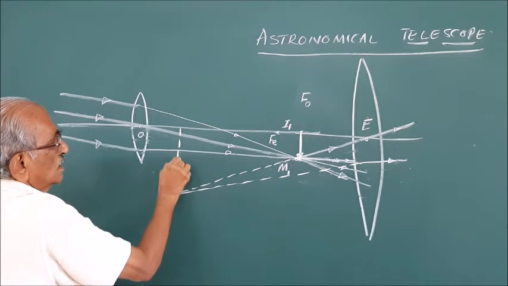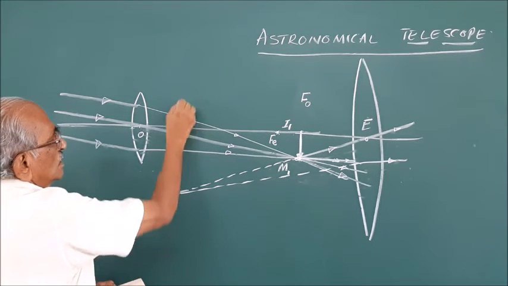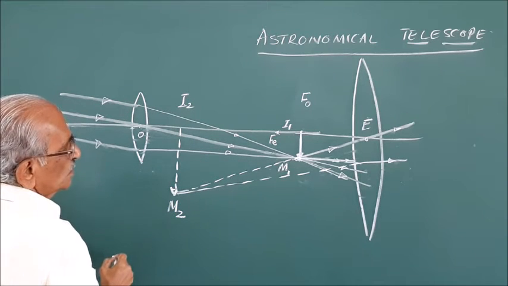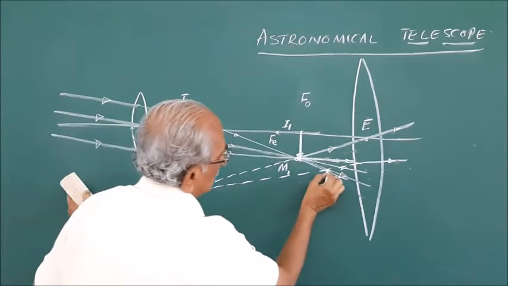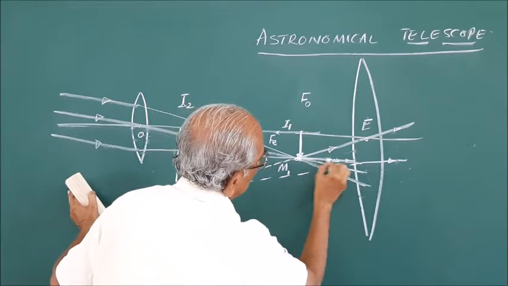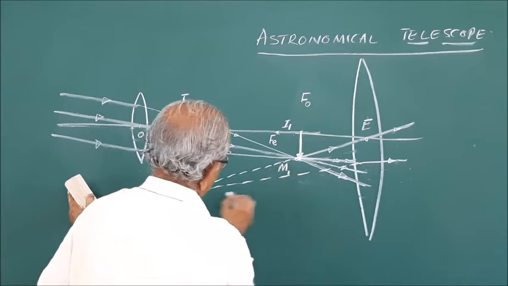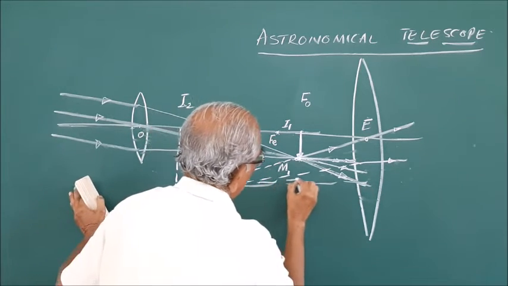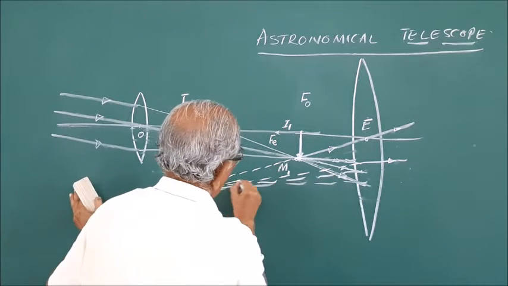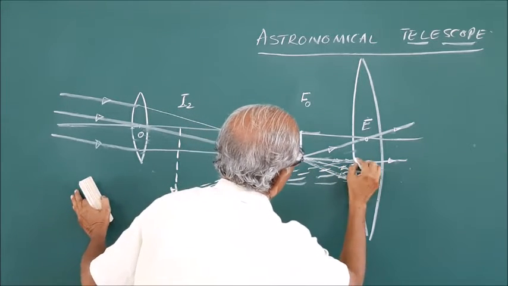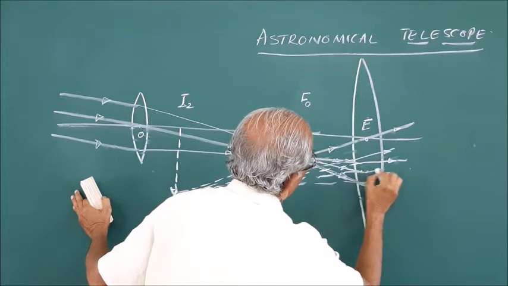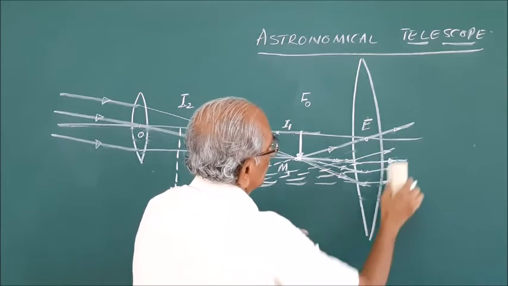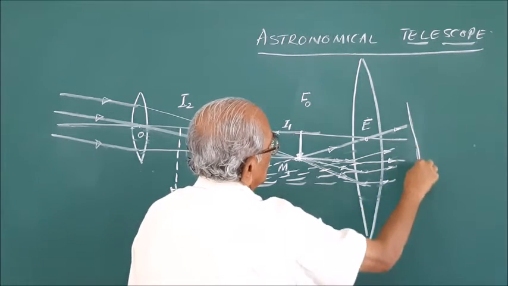Now this is where the final image of the distant object is formed. The other rays, these rays, go like this. All the rays appear to come from the distant object like this.